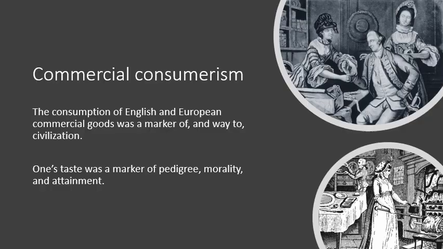Also important from the reading is the idea that commercial consumerism, or the consumption of English and European goods, was a marker of your status or your attainment as a civilized society. It was also a way to progress through that pyramid of civilization. So it was thought that if you were an African from Africa, living as an Englishman with your Englishman habits, you were progressing on that pyramid of civilization. Consumption of commercial goods was considered not only a marker of your taste, but taste was really a marker of pedigree, of your morality and your attainment.